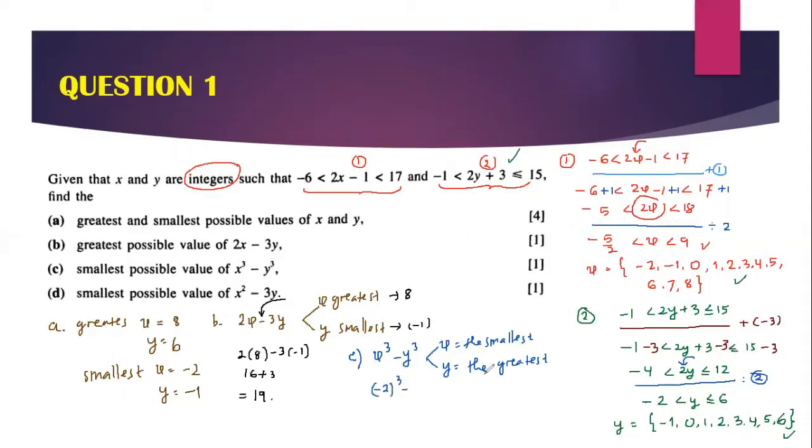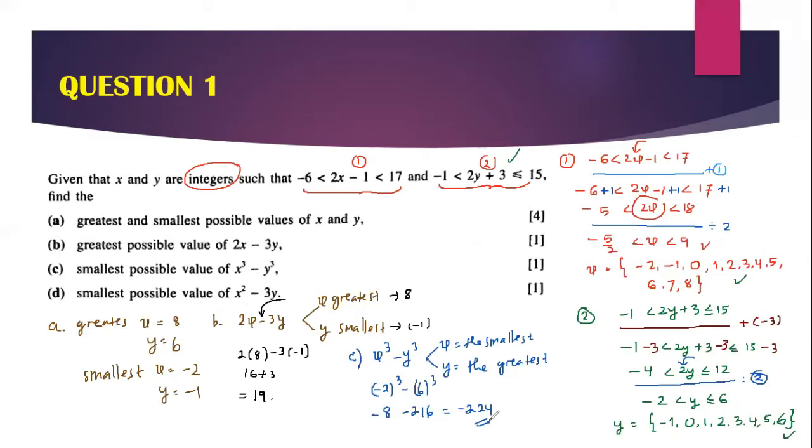And then y, find the greatest. The greatest of y is 6, so 6 cubed. Minus 8, minus 216, so you'll find minus 224. You understand? Yes, sir. Okay, good.